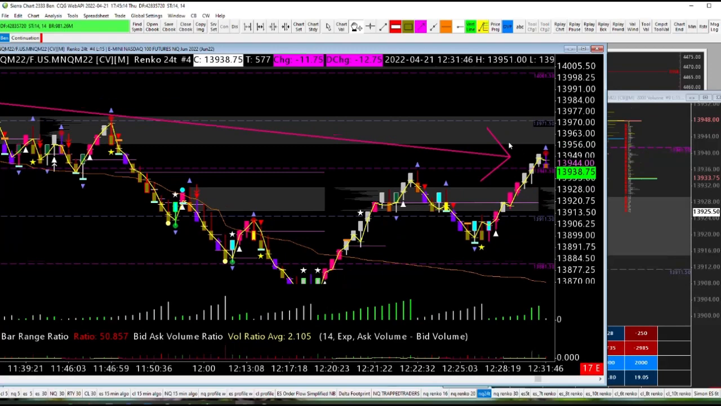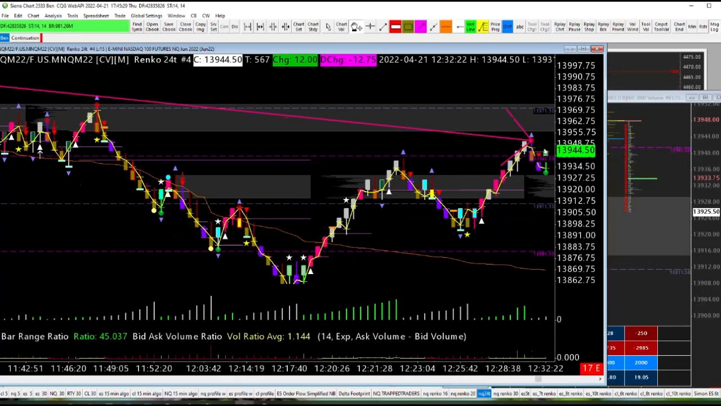It goes over a power bar. So now we've broken this power bar to the long side, and we've broken this power bar to the long side. And then we put in another sell signal. And I'm probably not selling this thinking we're going to bounce. That rarely works very well.